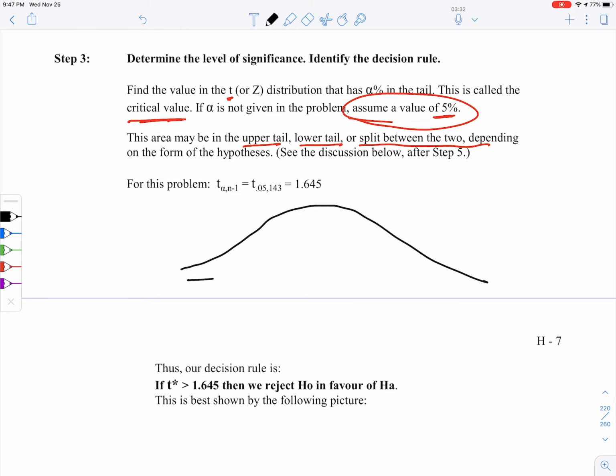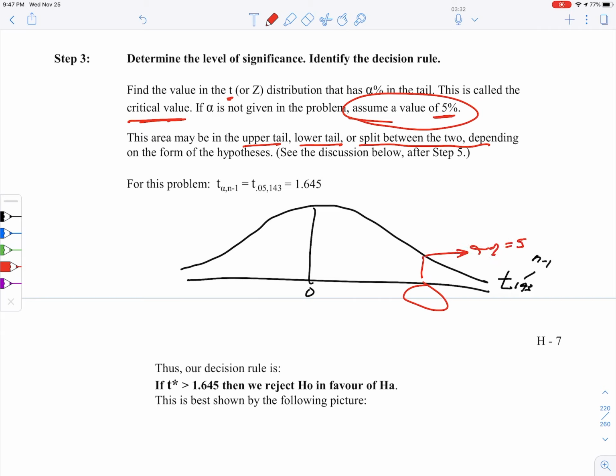So let's actually draw this out here. So here's a t distribution. It's got 143 degrees of freedom, which is n minus 1. Your n was 144. And so we want to find this particular value here that has alpha percent. In our particular case, it's going to be 5% in the upper tail. And that's going to be our critical value.